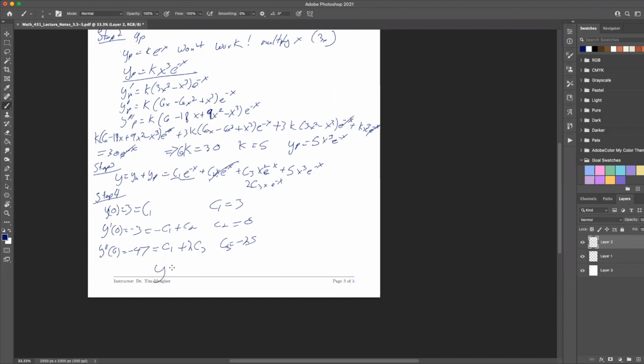And so here we have our answer once we have all that. We have 3e to the minus x minus 25 x squared e to the minus x. That should be negative, sorry about that. And then plus 5x cubed e to the minus x.